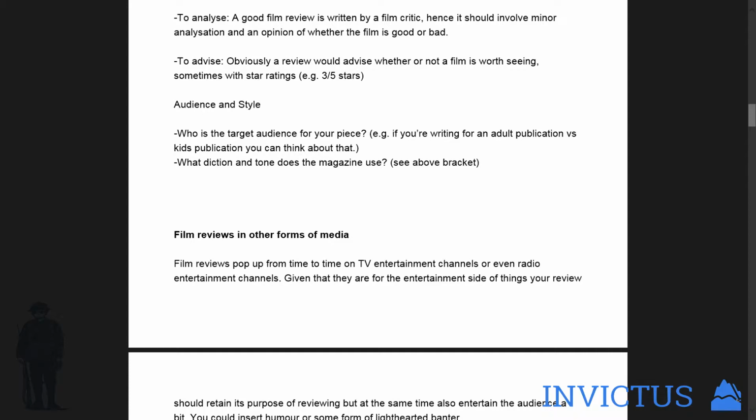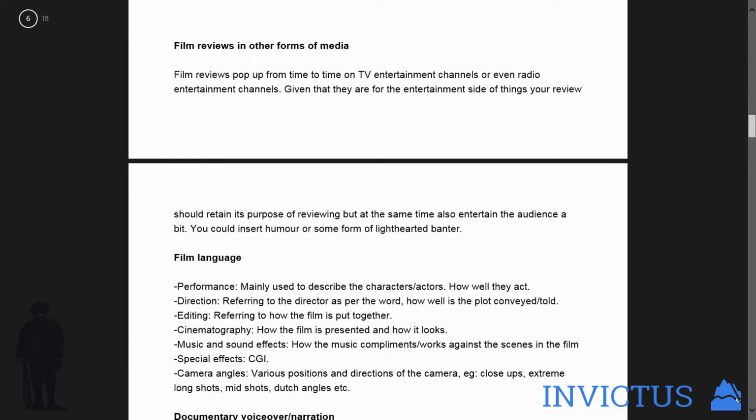So in other forms of media, though, film reviews pop up from time to time on TV, entertainment channels, or radio. Given that they're to entertain, they should maintain the purpose of reviewing, but also just give some banter and humor. Because it's voice and it's not text, you have to find a way to describe it nicely and in a very captivating way.